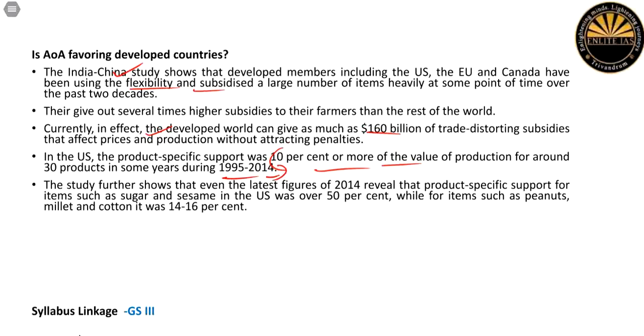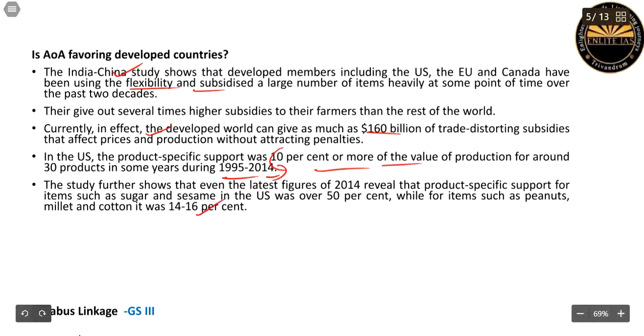And the study further shows that even the latest figure of 2014 revealed that product specific support for items such as sugar and raisins in the US was over 50%, while for items such as peanuts, millet and cotton it was 16%.